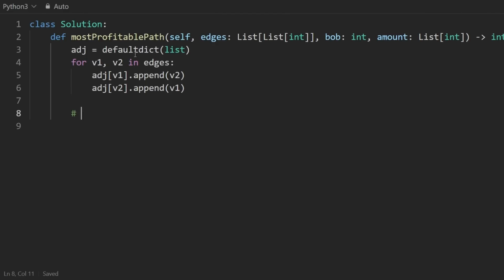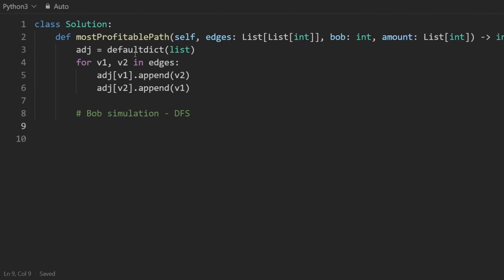Then we're going to do the DFS Bob simulation. So I'm going to say Bob time is going to be the hash map, or Bob nodes time. Either way, this is what it represents. It's a little hash map. It's going to map every node that Bob visits to the time that it was visited. Then I'm going to implement a little DFS to handle that.